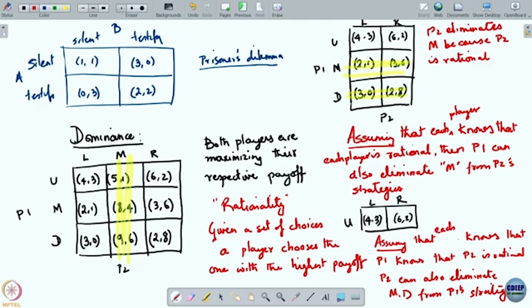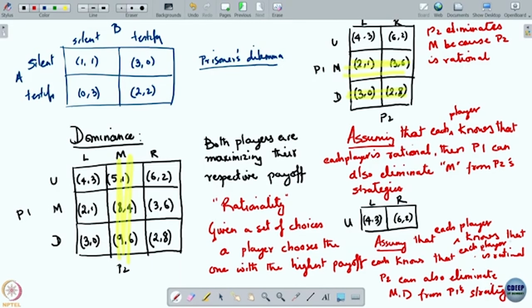Yes, I can come to that as well. Each player knows that each player knows that each player is rational. We will come to non-rationality in a moment. So, now assuming this, I have been able to eliminate M and D not just from player 1's view, but also from player 2's view.